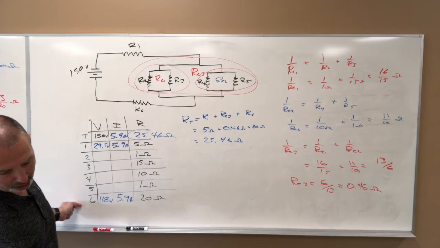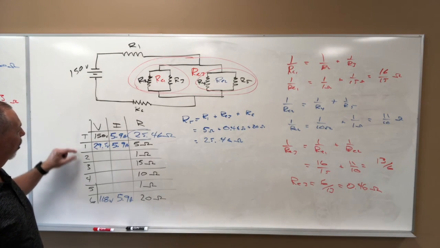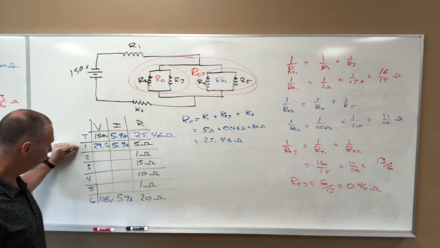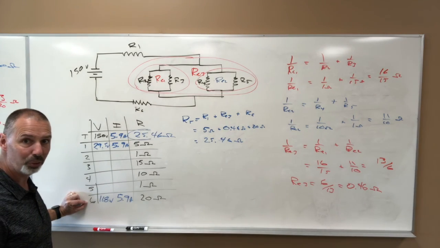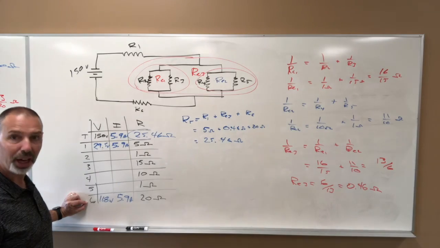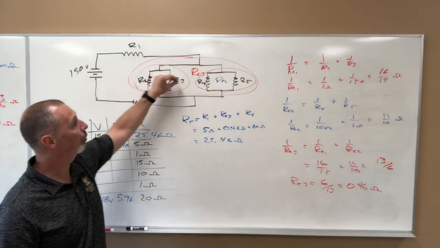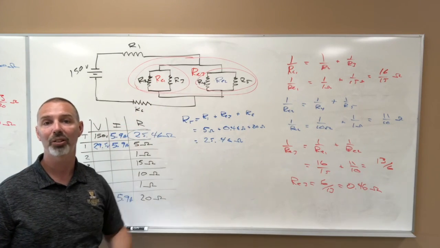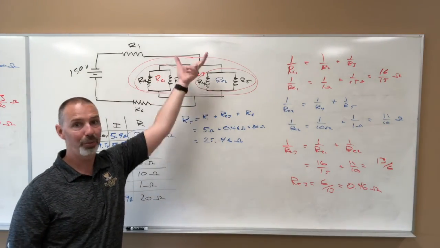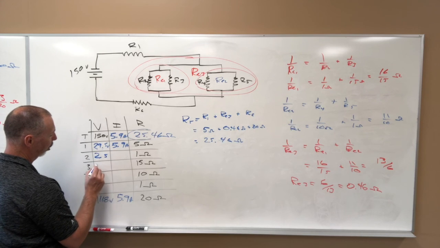Moving on, we start with 150. We have a 29.5 volt drop here and a 118 volt drop here. That leaves us with only 2.5 volts to be used in this section. R2, R3, R4, and R5 will all have the same potential difference because of Kirchhoff's voltage law. This is the drop for this section, so these are all 2.5 volts.